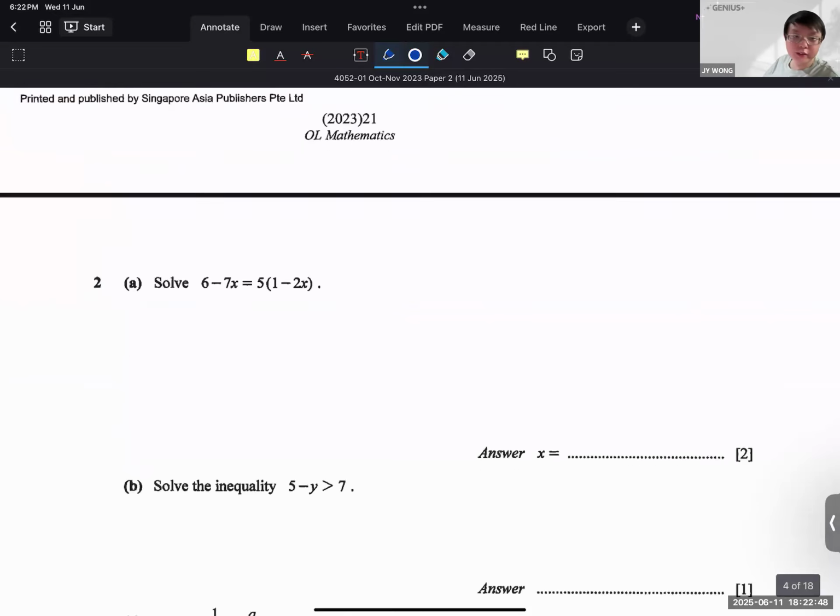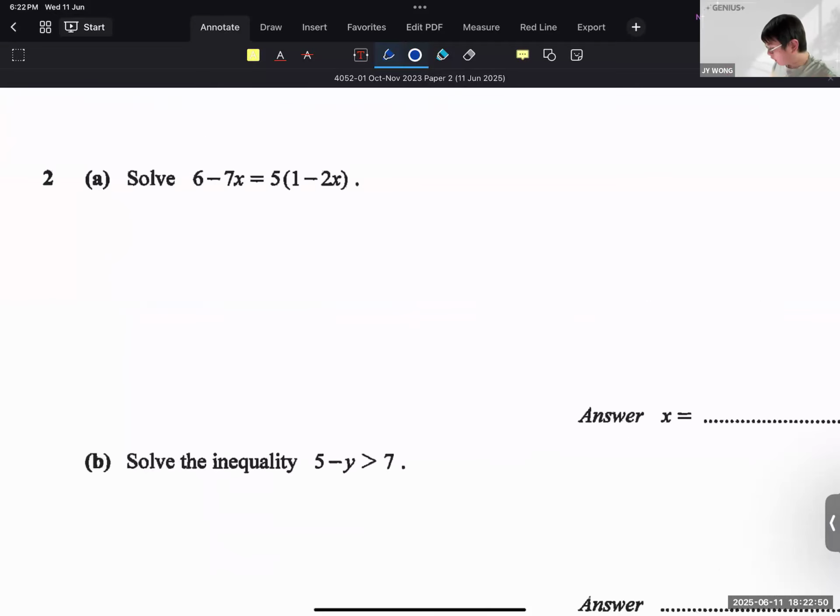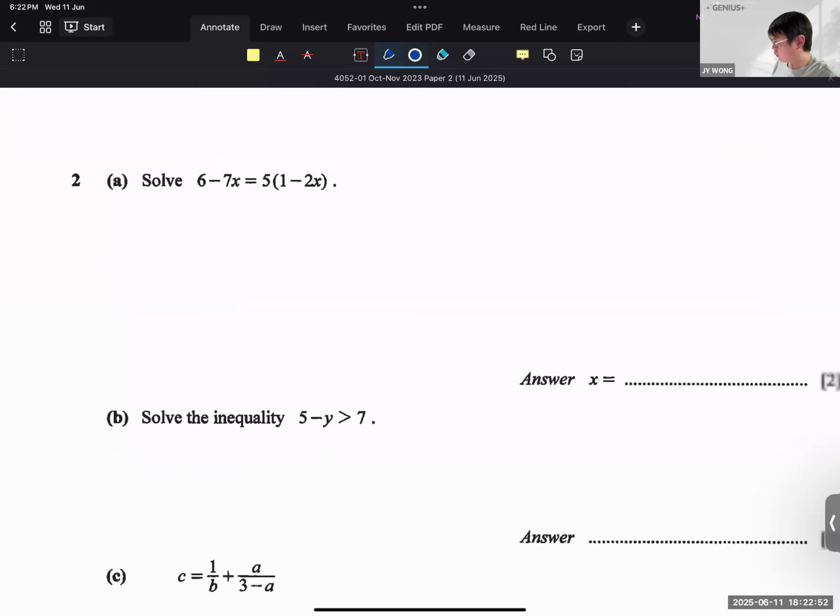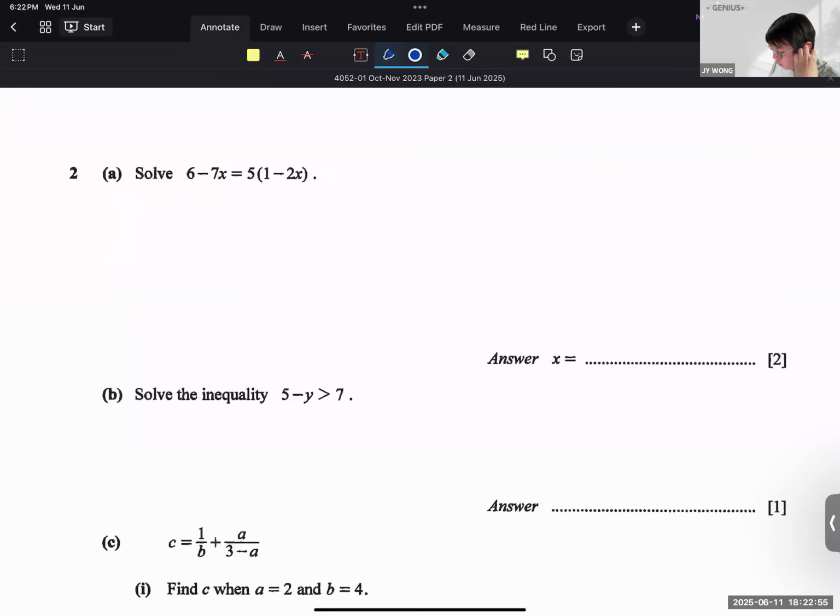Question 2, more 3 marks. If you get question 2A wrong, I don't know what to say to you. So nothing better to do, just expand. You will get 5 minus 10x. Then you will get what? You will get 3x equals to 11.